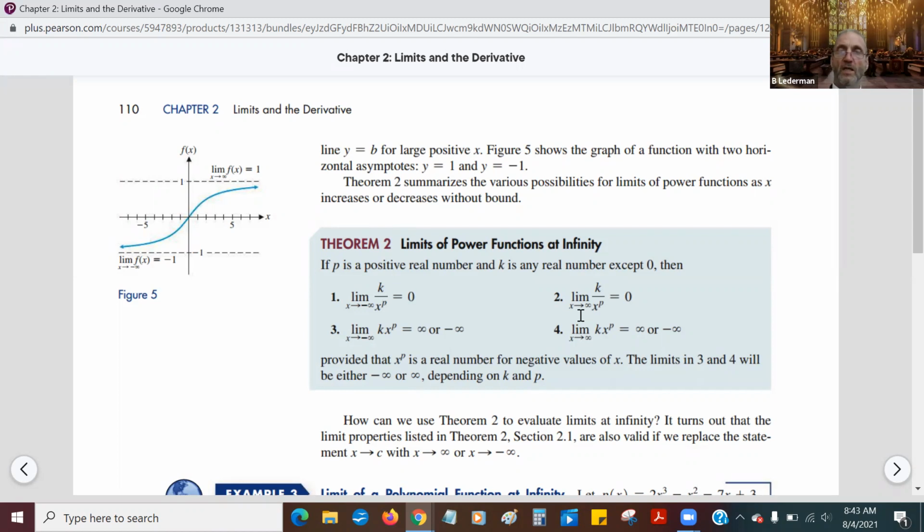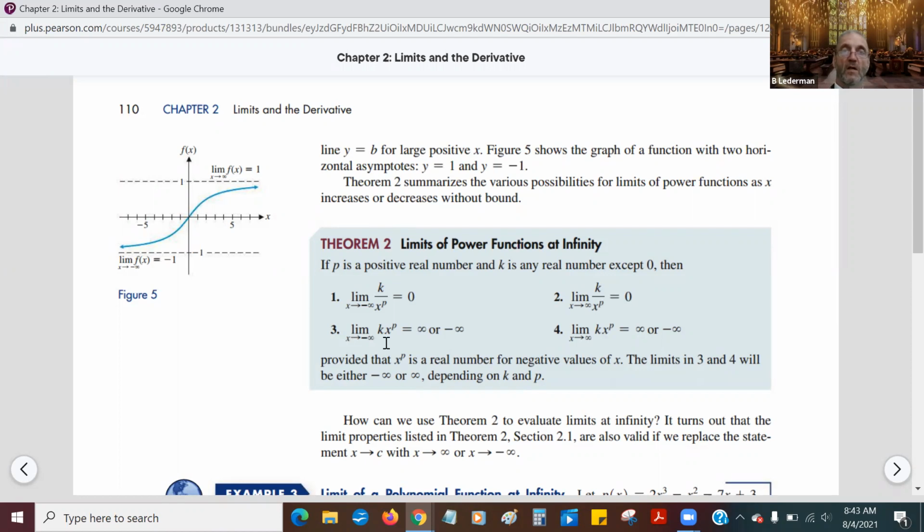When x goes to positive infinity, and look at number 2, it's going to be the same thing. The top is going to stay the same, but the bottom here is going to get bigger, bigger, and bigger. It's going to become very infinite. So the limit of that winds up being 0.